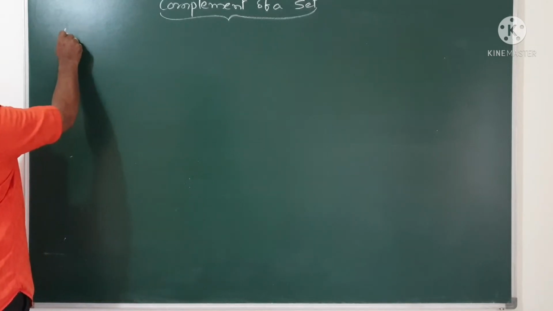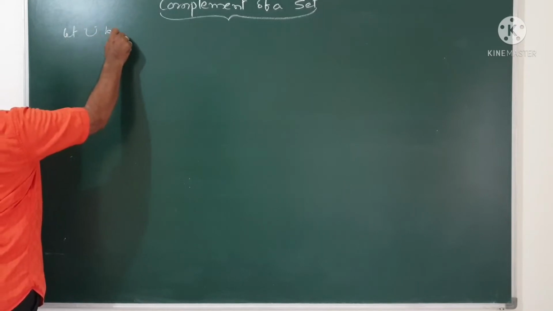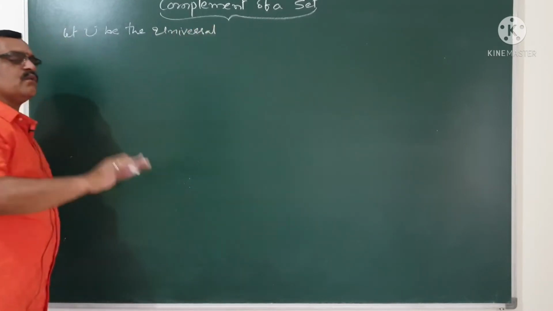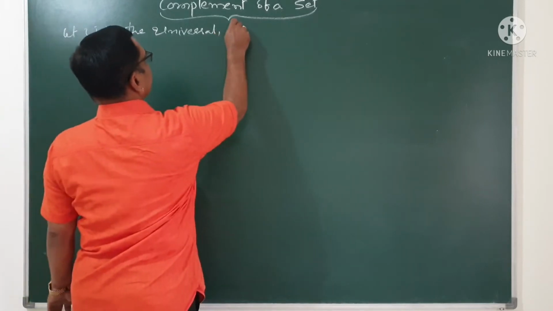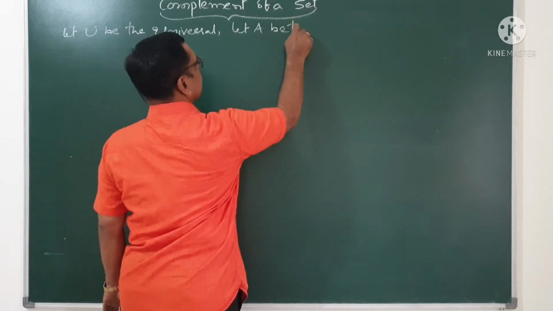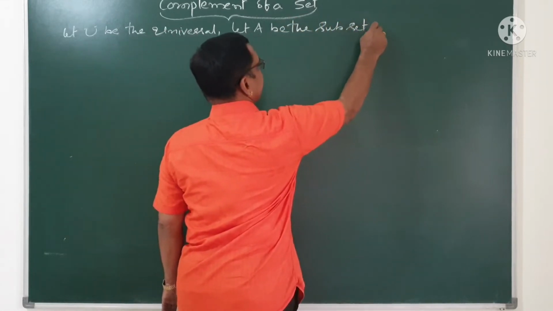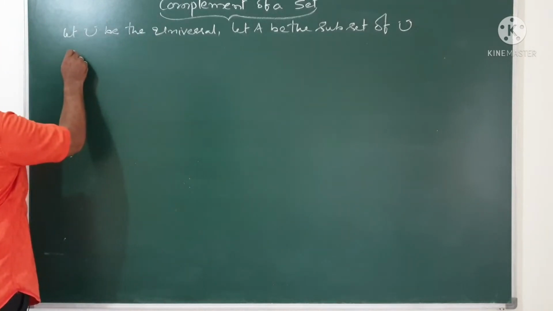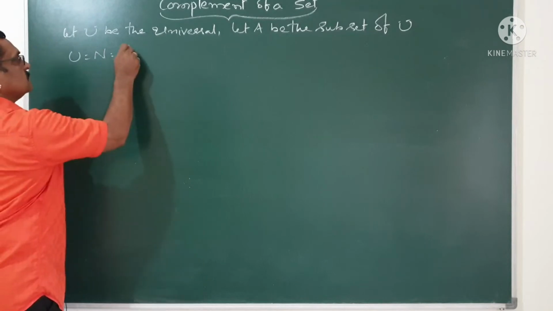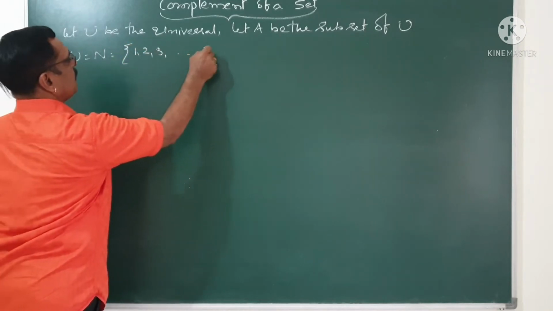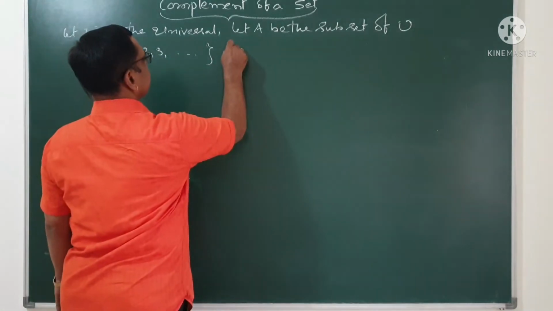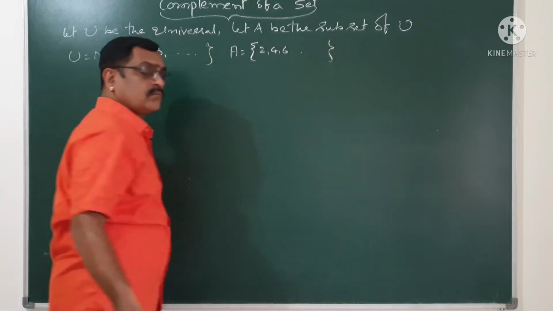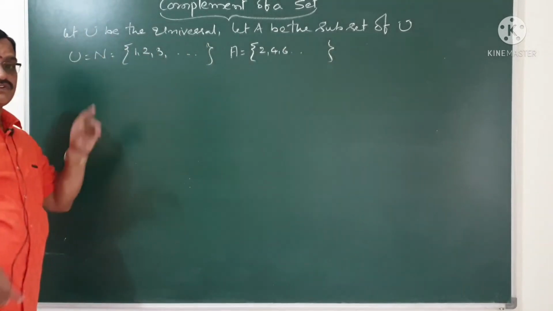Let U be the universal set of a particular context. Let A be a subset of U. For example, my U here is the natural number set. I'll take it as 1, 2, 3 and so on. And I take A as the set of even numbers, 2, 4, 6 and so on. Of course, my A is a subset of the natural number set.